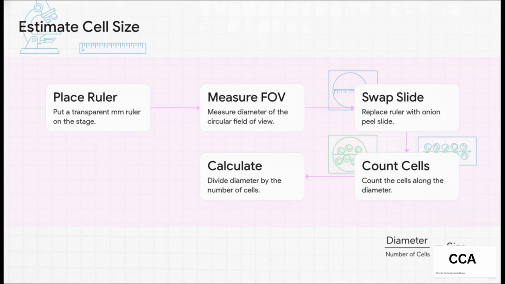Step 2, measure the diameter of the circular field of view you see through the lens. Step 3, carefully swap out that ruler for your prepared onion peel slide. Step 4, count how many cells fit straight across that same diameter line. And finally, Step 5, simply divide your total diameter by the number of cells you just counted. Boom! That simple math gives you the estimated size of one single cell.